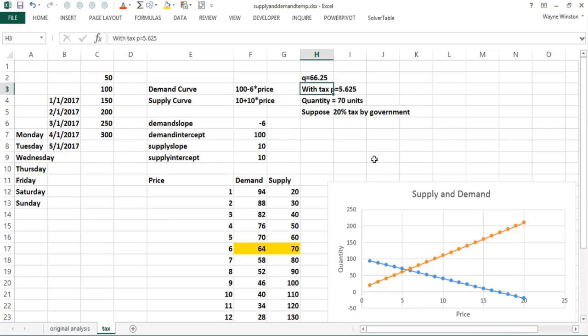And lots of economists can talk about the welfare implications of taxes, but I'll leave that to your economics professor. But this was a great introduction to how we can use Excel to basically clarify a very important topic in economics or microeconomics.